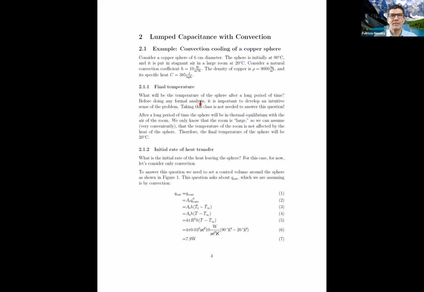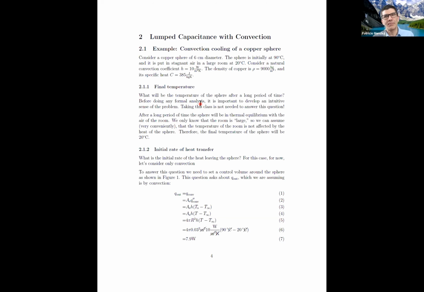Of course, same as a room. You see, this is something that has important implications for the math eventually. But you don't need to take this class to know that eventually it's going to go to room temperature, 20 degrees. Great.